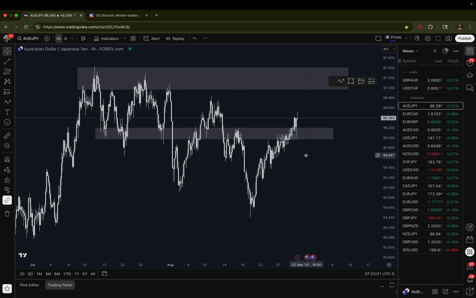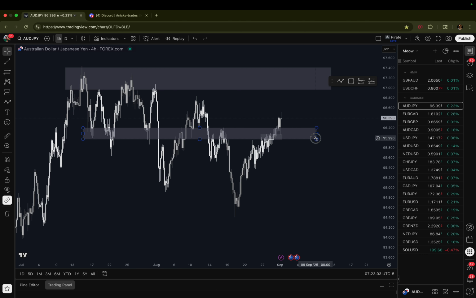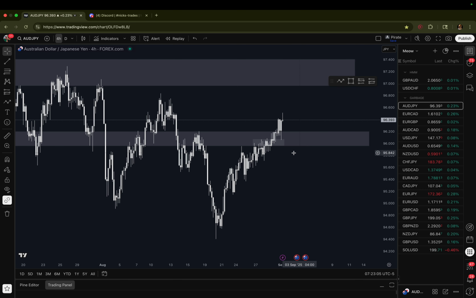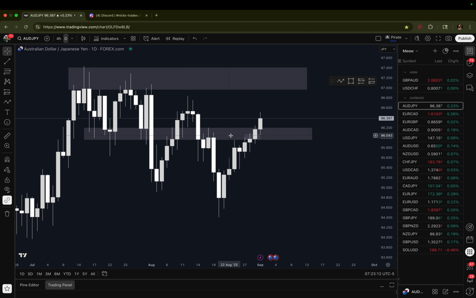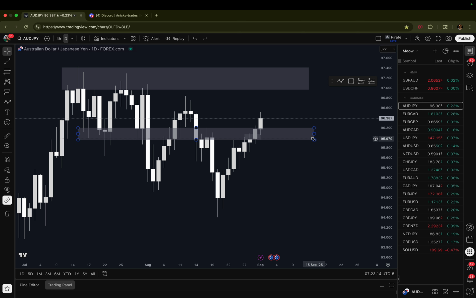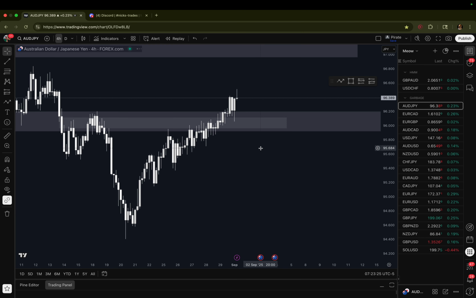So AUDJPY, I was already watching this going into last week. I was actually looking for a breakout above the zone. Looks like it's already broken out, came back to retest and started to bounce. We're still on an open daily candle. So as long as it closes above here, we could just see a retest. The idea would just be to buy it on the retest. That's all. It's just a simple break and retest trade. It's either going to bounce or it's going to break.